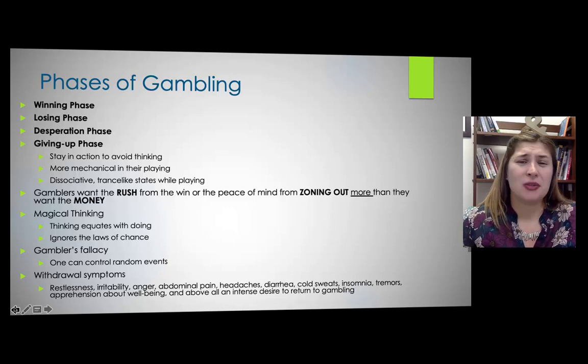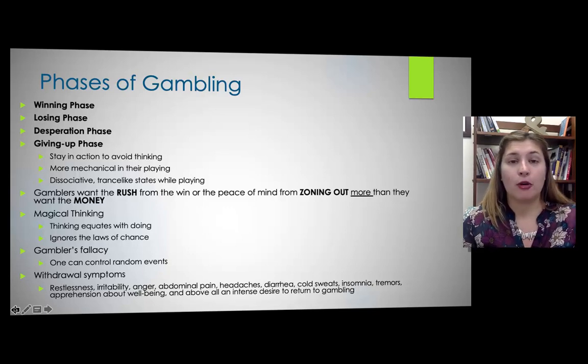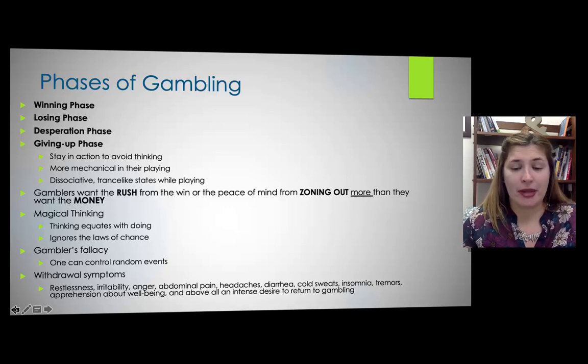Finally, gamblers also experience withdrawal symptoms. Studies have found that they even experience symptoms very similar to alcohol withdrawal. They might report feeling restless and irritable, anger, even abdominal pains, headaches, diarrhea, cold sweats, insomnia, tremors, all of the above, and an intense desire to return to gambling.